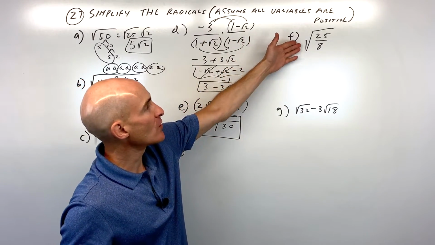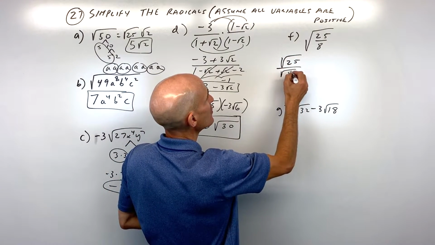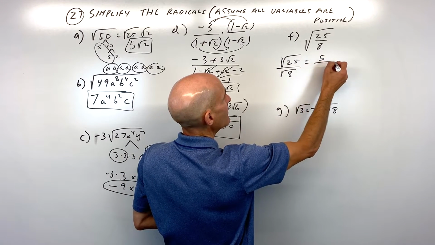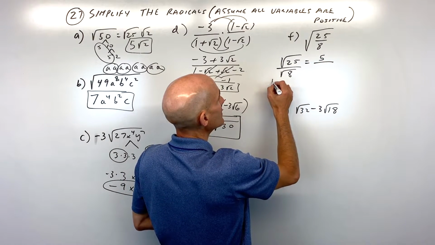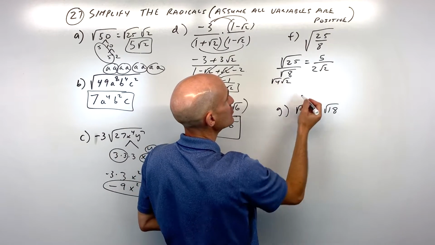Letter F, we have the square root of a fraction. With these ones, what I like to do is split it up into the square root of the numerator over the square root of the denominator. Square root of 25 is 5. Square root of 8 is really like square root of 4 times square root of 2. Square root of 4 is 2, so that's 2 root 2.